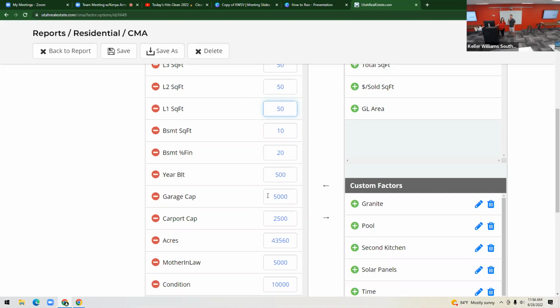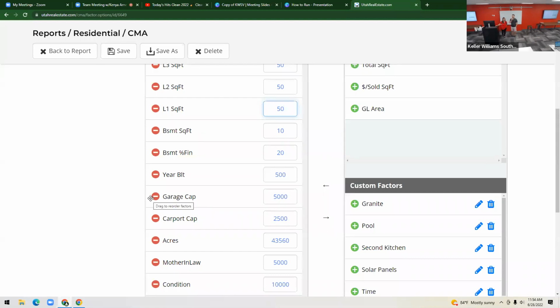It's a pretty small adjustment, so I don't think it makes a big difference. It's a smaller factor. If it's a five-year difference, then you're looking at $2,500, so it's not going to greatly affect your adjustments. Garages are a big one, so let's talk about that.